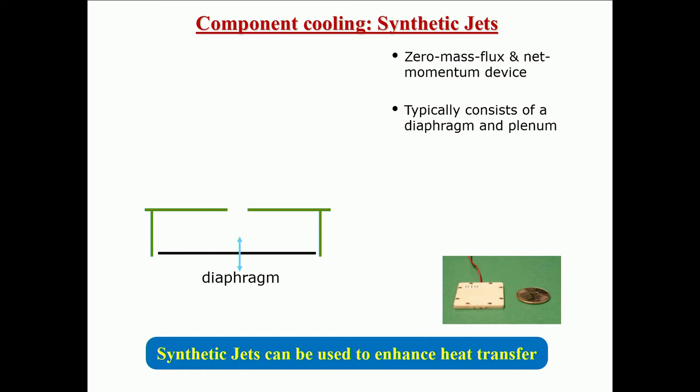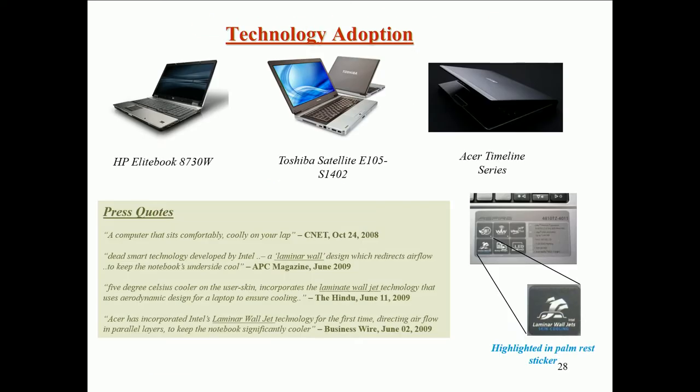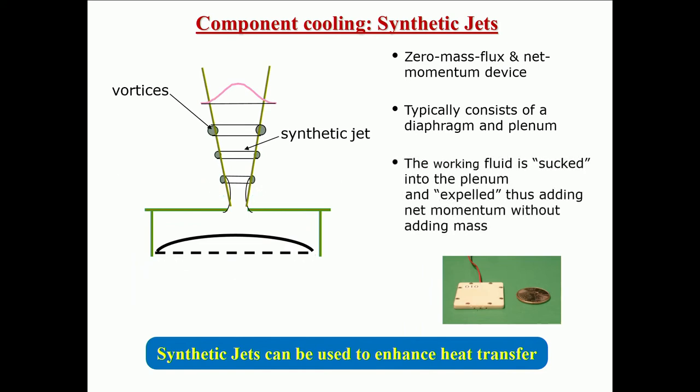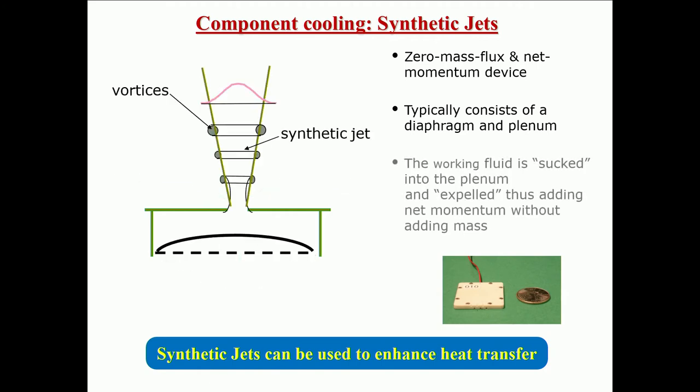What is a synthetic jet? There's a diaphragm inside a plenum with a hole or orifice, as you can see. As the diaphragm moves up and down, it entrains air during the downward stroke. Okay, and when it entrains from everywhere, and then when it moves up, it pushes it out in the form of a jet. Now imagine this happening repeatedly. It is going to give out puffs of air like this. This is called a synthetic jet. It is just the way we breathe.